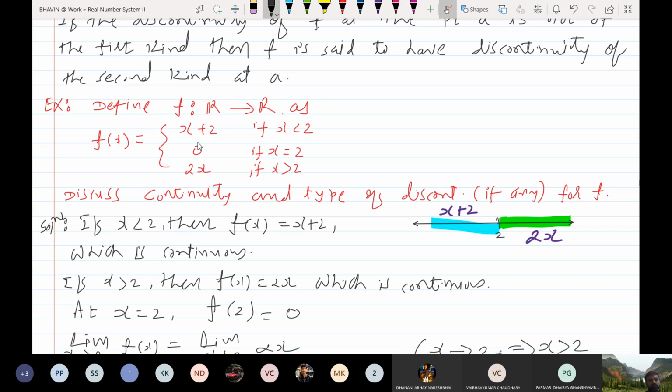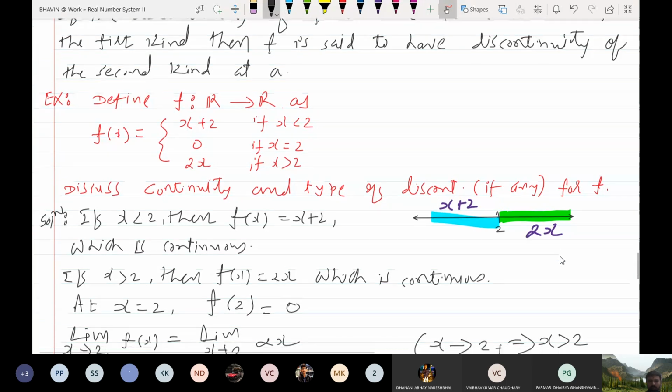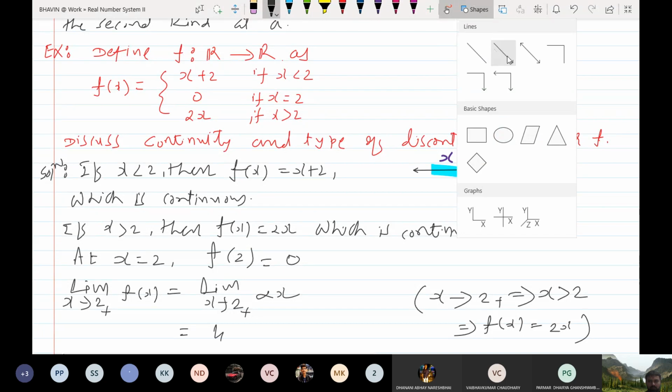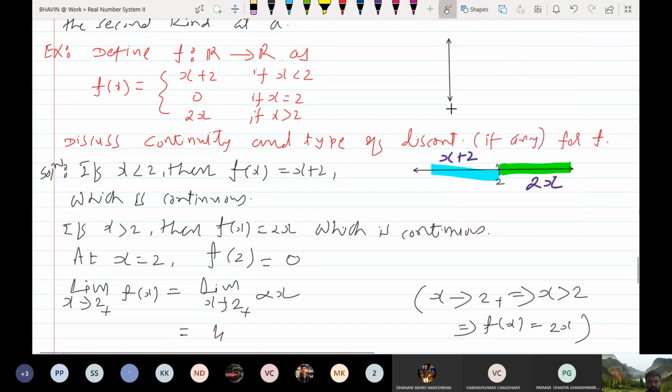What is the y-intercept? 2. Can you say me what does this represent? 2x. Line. Fine. So this is a special type of line. If you draw a graph of this, this is just for your understanding. Okay? ये बेसिक चीज है, you should know.